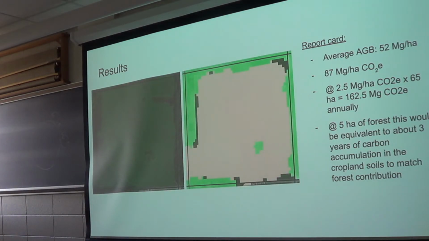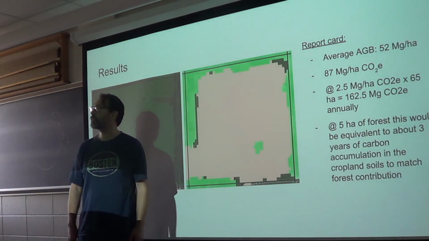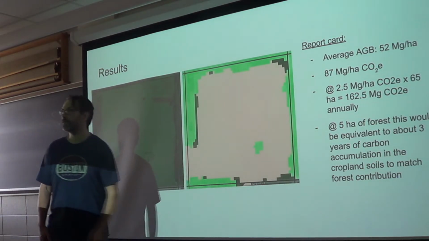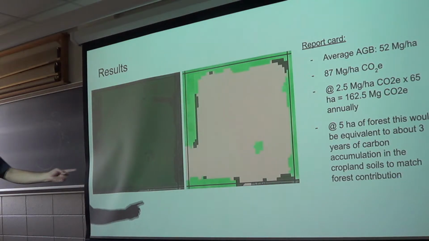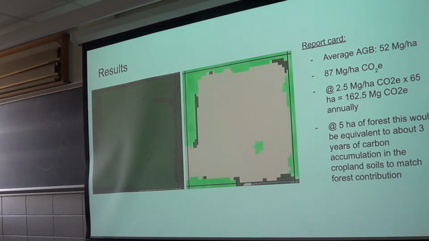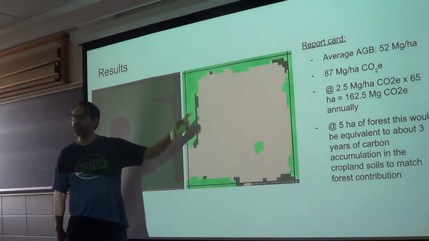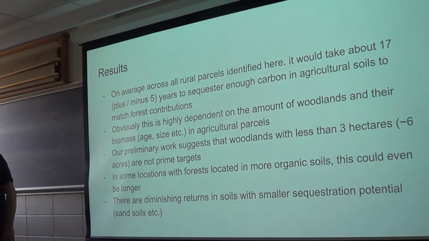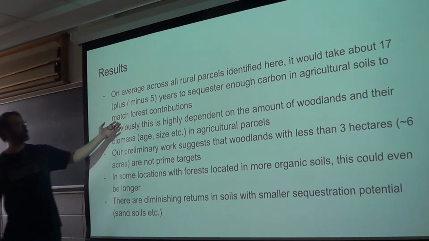In this case, the forest is a much smaller component, I believe about 5 hectares. So in this case it's about 3 years, because a larger agricultural area is contributing more. Using those same numbers, you would get there in about 3 years. What does that mean? Does that mean we could go in and remove that forest? Is that a permission to do so? That's not necessarily my point. My point is that there are diminishing returns as the forest within agricultural landscapes becomes smaller and smaller. On average across all rural parcels identified here, it would take about 17 plus or minus 5 years to sequester enough carbon in agricultural soils to match forest contribution.